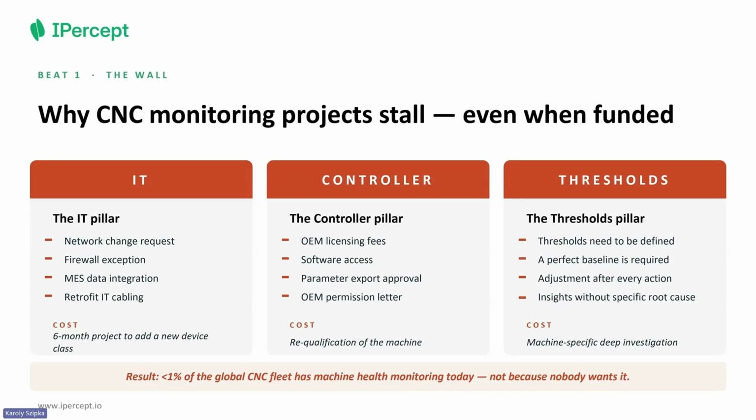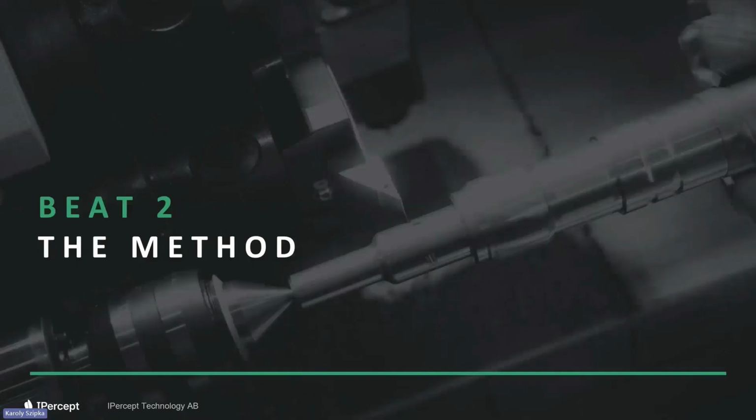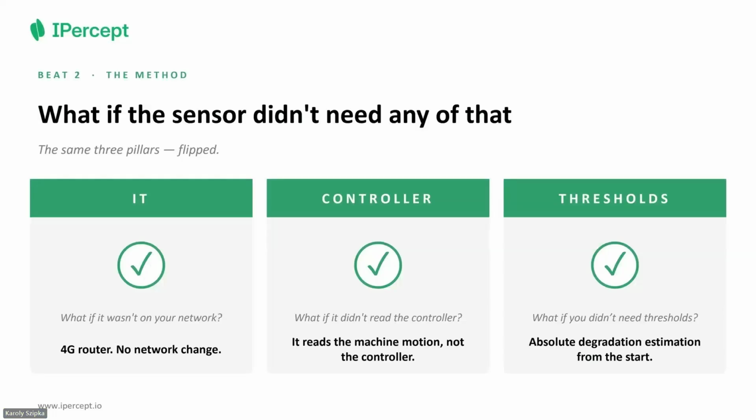And it is not because nobody wants it. So what changed? What is the rest of this session really about? And the question is, what if the sensor, the data acquisition, did not need any of this complexity?